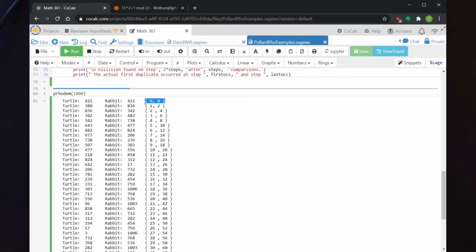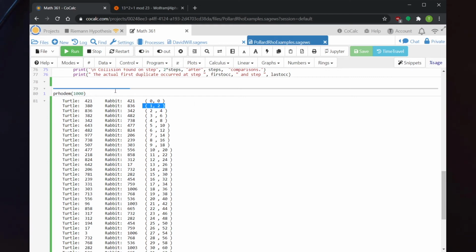The next line is the next iteration. And in that iteration, the turtle is now looking at 380, and the rabbit is now looking at 836. Again, the turtle moved forward 1, so the turtle's now on the first step of the path, and the rabbit moved forward 2, so the rabbit is now on the second step of the path.